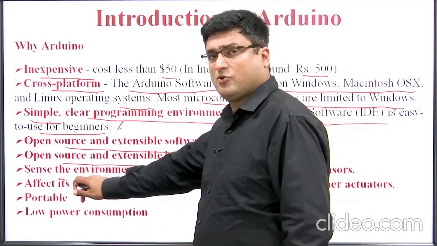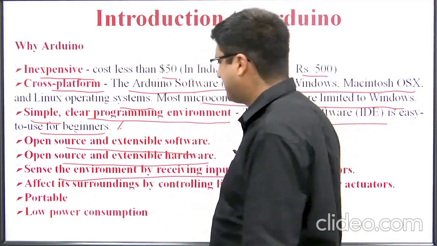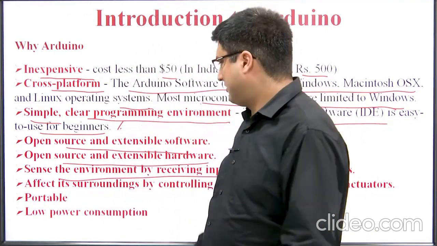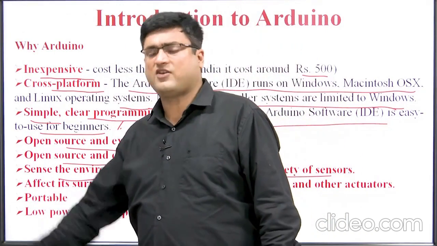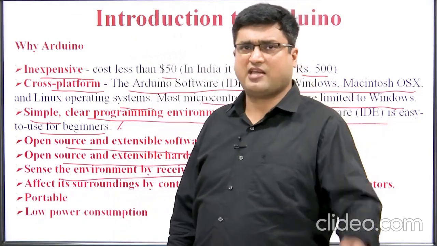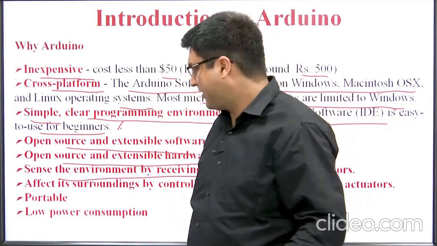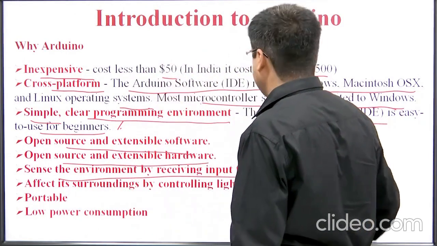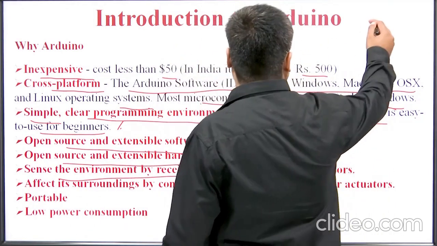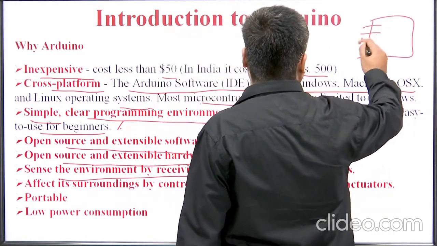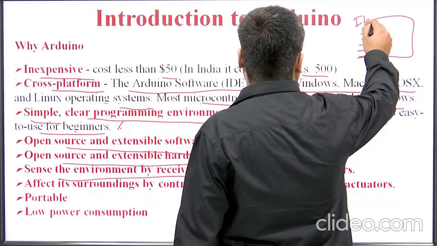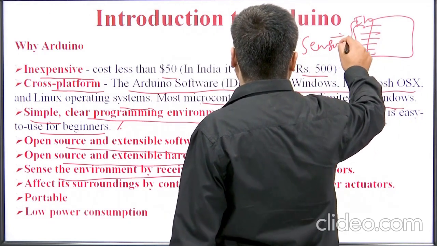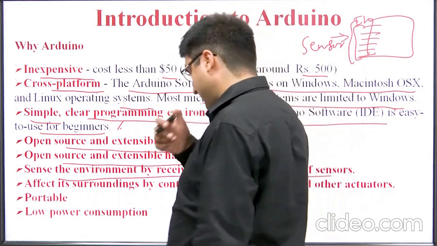It senses the environment by receiving input from a variety of sensors. What does it mean? It means that various smart sensors can be integrated or interfaced with the Arduino board, and these sensors can collect data from the environment. For example, if this is the Arduino board, it has peripheral units, input output units, and various types of sensors can be connected to these input output units. These sensors are responsible for sensing the data from the environment.